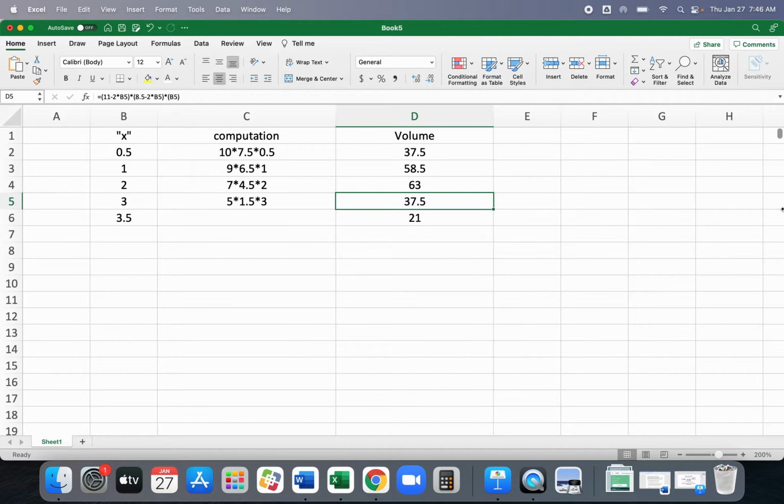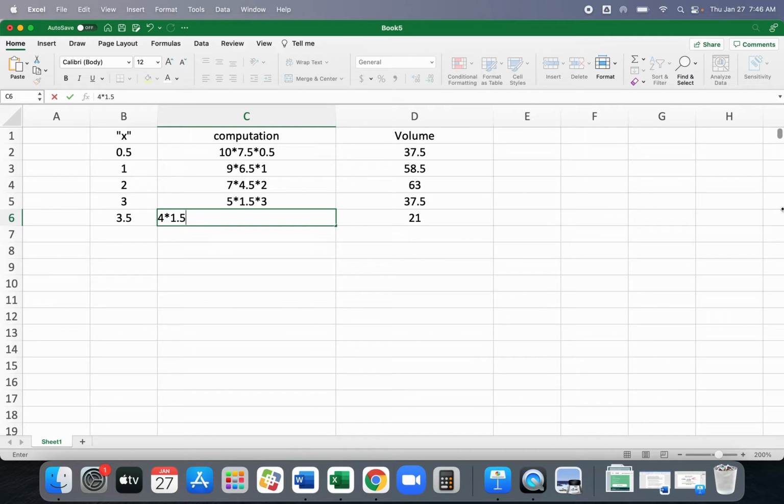All right, and again, with 3.5, that's going to be subtracting off a total of 7 inches from the length and the width of the original paper. So 11 minus 7, 8.5 minus 7, and then 3.5 inches deep. That's where that 21 comes from. These are the sizes of paper that we had.